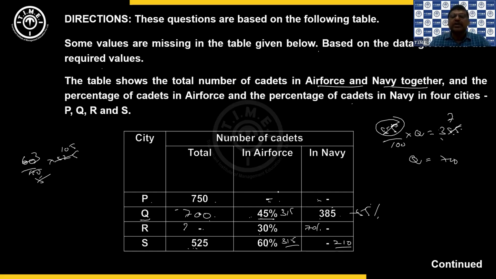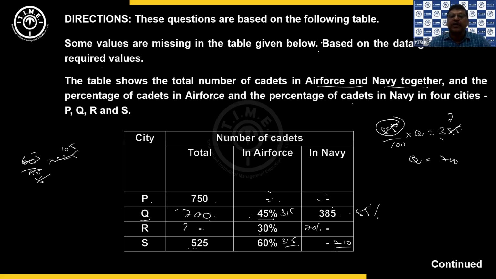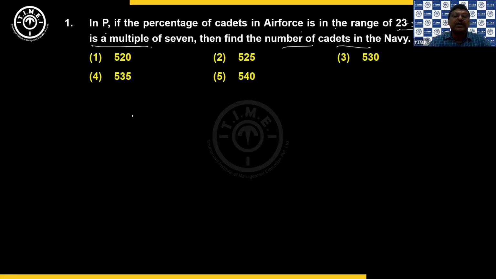Let's go back to this. If Air Force is 28, Navy will be 72%. You need what, please? Find the candidates in the Navy, means, students, if Air Force is 28%, Navy will be 72%. Students, I need 72% of 750. You can say 2 5s, 2 36, 5 15s, 36 15s, 540. Right, students?